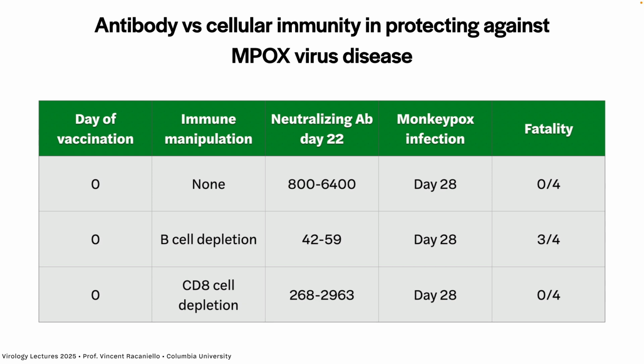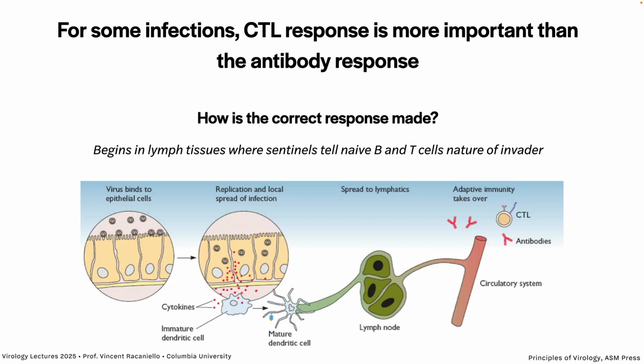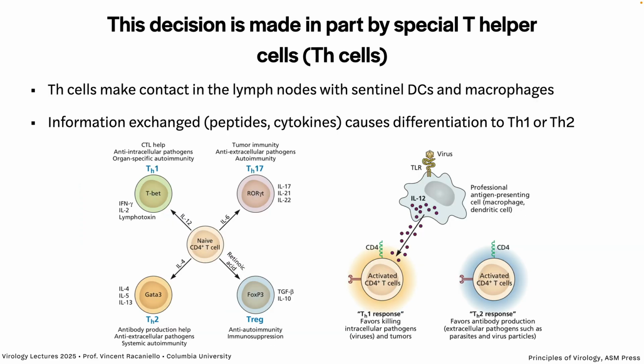Obviously, you can't do these experiments in humans, right? So we cannot figure out for any virus which is more important. But for some viruses, CTLs are more important than antibodies, and for some, antibodies are more important. So how does the immune system know which one to make? The answer occurs in the lymph node, where sentinel cells tell the T cells the nature of the invader. So let's take a look at that.